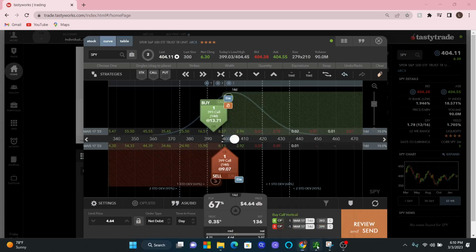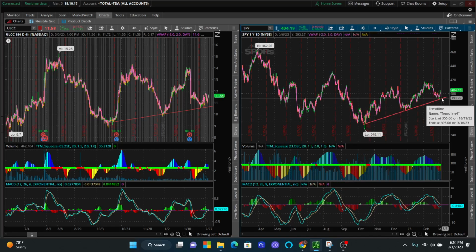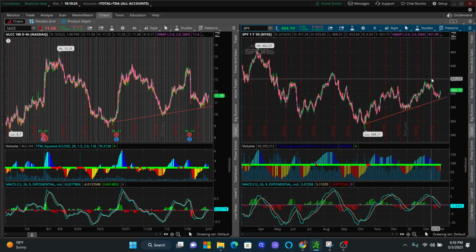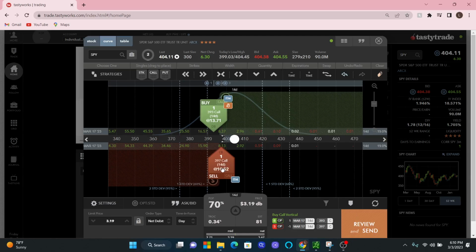So now let's add one more step to this. I actually have the S&P 500 pulled up here. So for all my technical analysis guys, you can see we bounce hard off this long-term trend line right here. So I feel confident knowing that the S&P 500 will stay above roughly 392 for a couple of days. So what can I do with that? I can set up my spread to say 392 right here. So if I want to sell the call right here, I have two options.